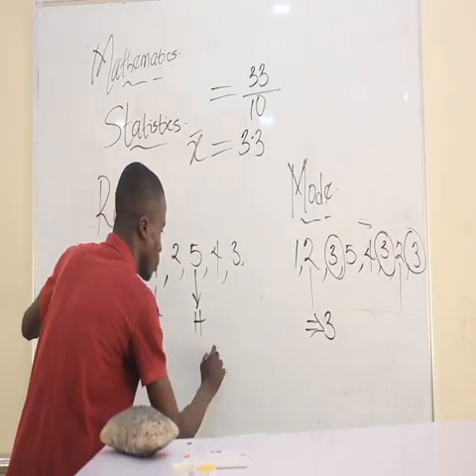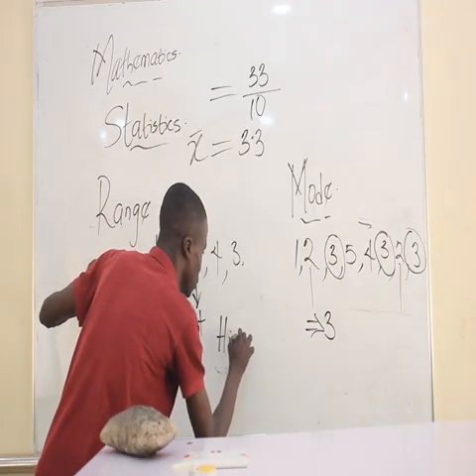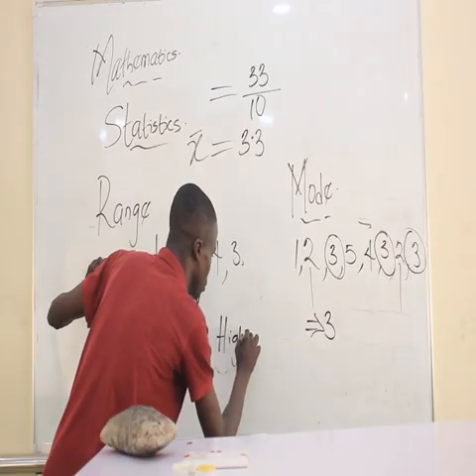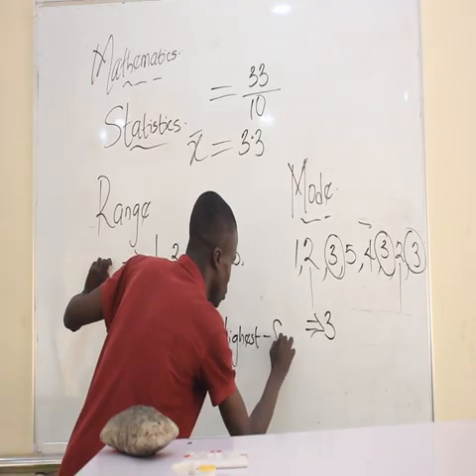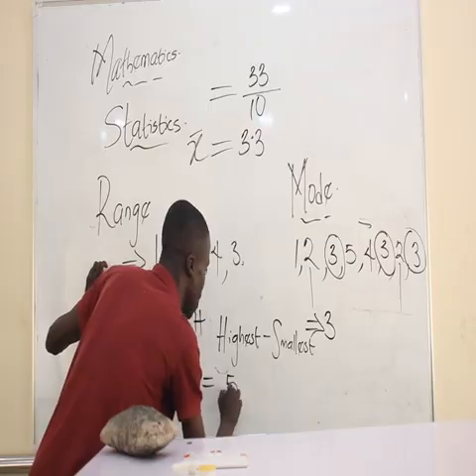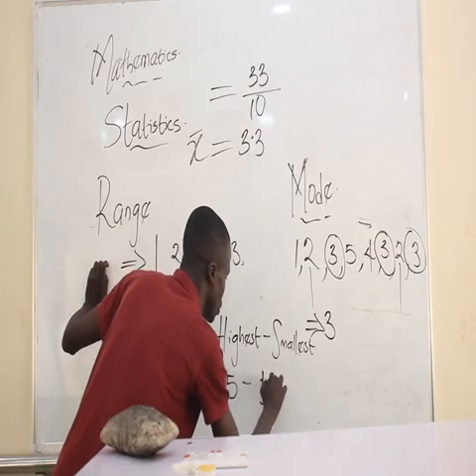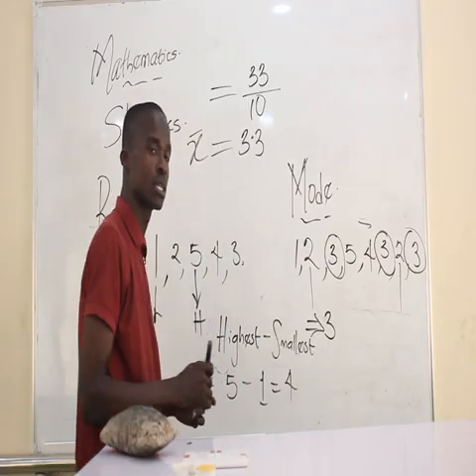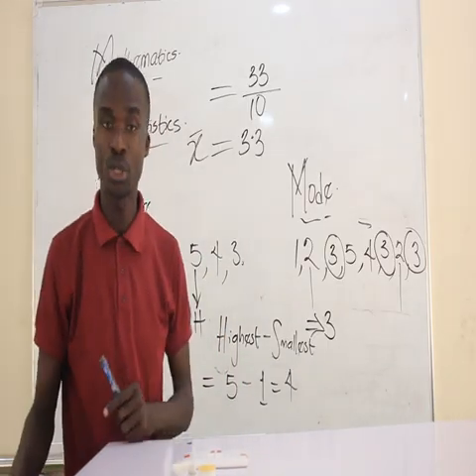So from here we have highest minus smallest, which is equal to 5 minus 1. So the range of the distribution is 4. The range of your distribution is 4.